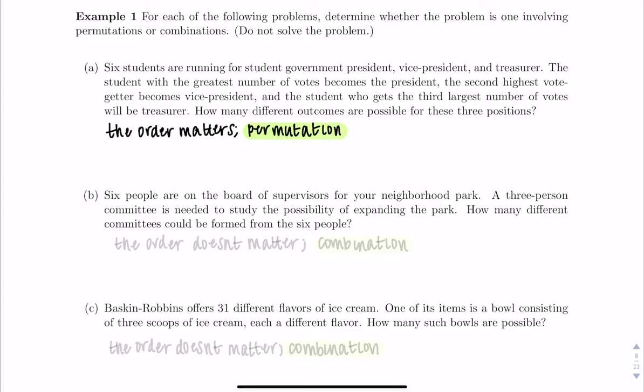Six people are on a board of supervisors for your neighborhood park. A 3-person committee is needed to study the possibility of expanding the park. How many different committees could be formed from the 6 people? There are not any different roles going on here. It's just 3 people that are going to be on a committee. And because order does not matter, this is a combination.